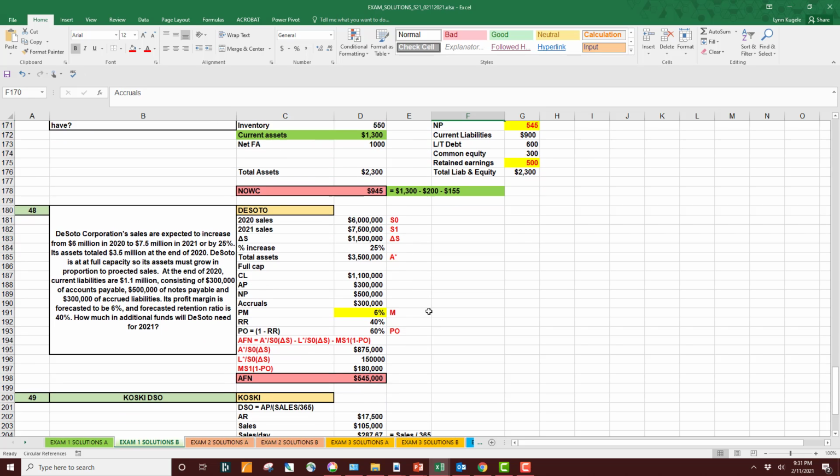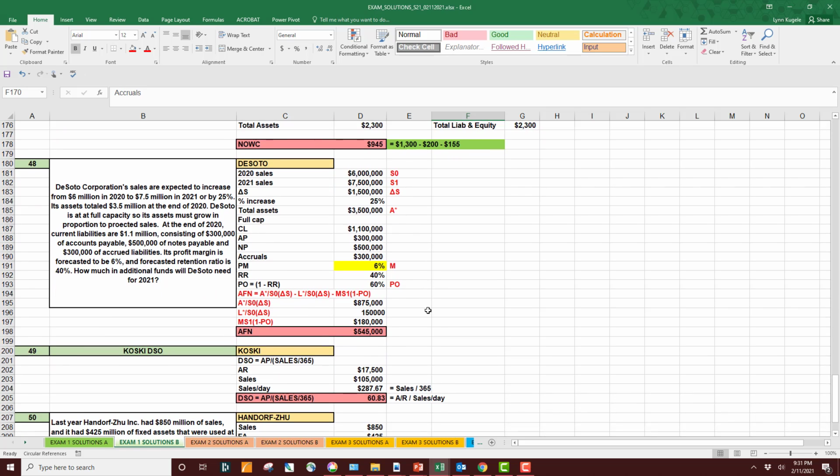There it is. DeSoto Corporation's sales are expected to increase from $6 million to $7.5 million. Its assets total $3.5 million at the end of 2020. It's at full capacity. Current liabilities $1.1 million, consisting of $300,000 of accounts payable, $500,000 of notes payable, $300,000 of accrued liabilities. Profit margins forecasted to be 6%, and its retention ratio is 40%. How much in additional funds will they need?